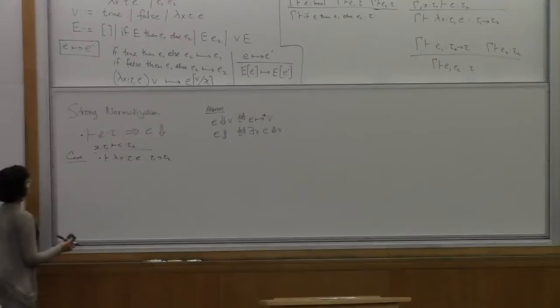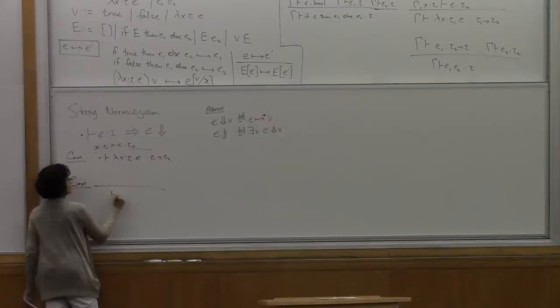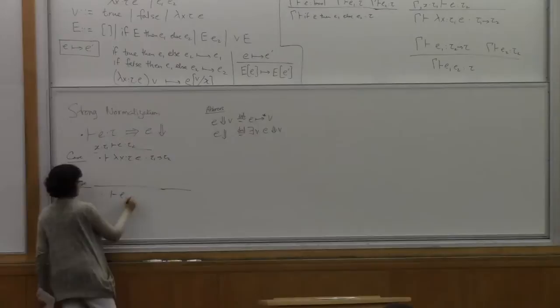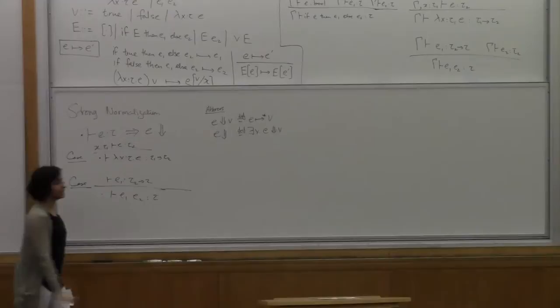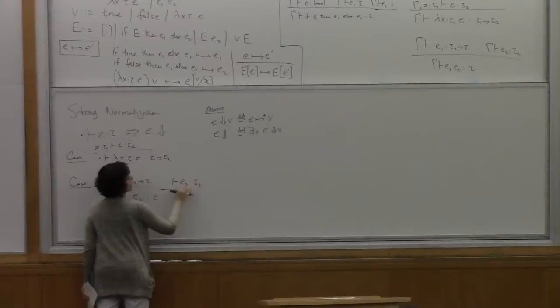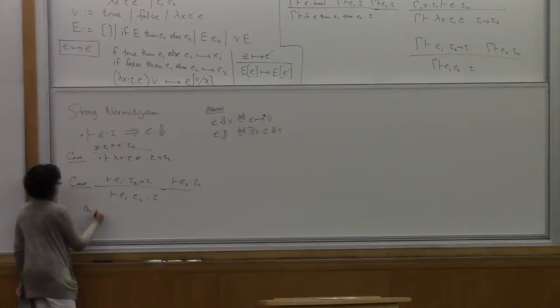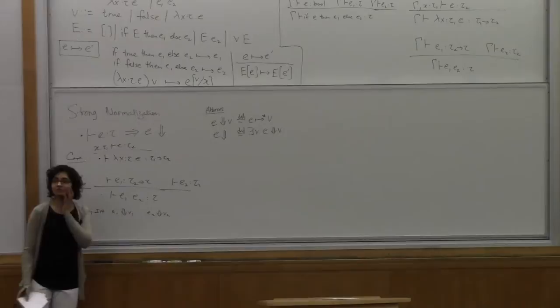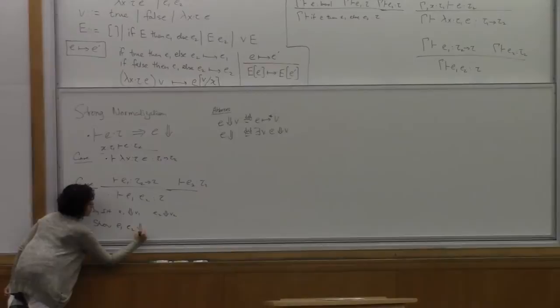All right, how about application? What do we have? Sorry, writing the premises at the bottom. E2 tau. So we know that E1, which has this function type, terminates by our induction hypothesis, right? By applying our induction hypothesis to our second premise, we know that E2 terminates, right? Okay. E1 terminates with V1, E2 terminates with V2. All right. We have to show that E1 E2 terminates.